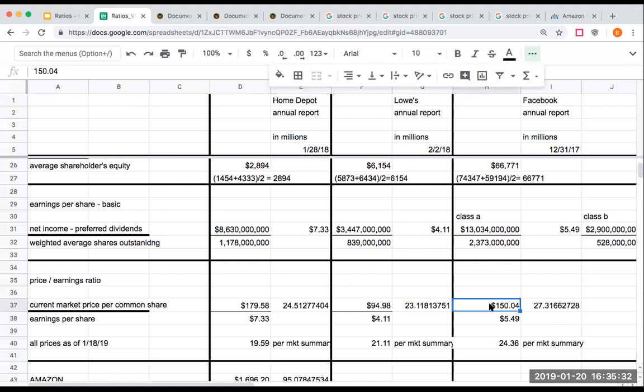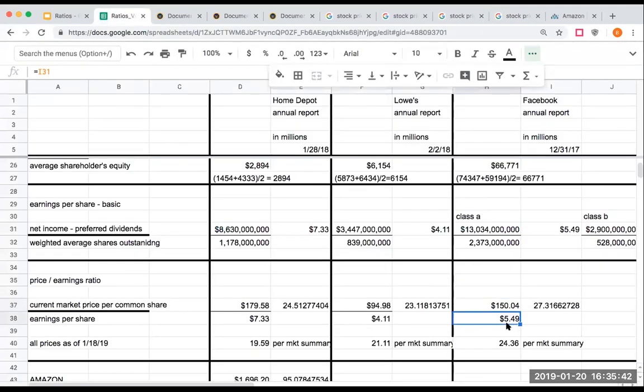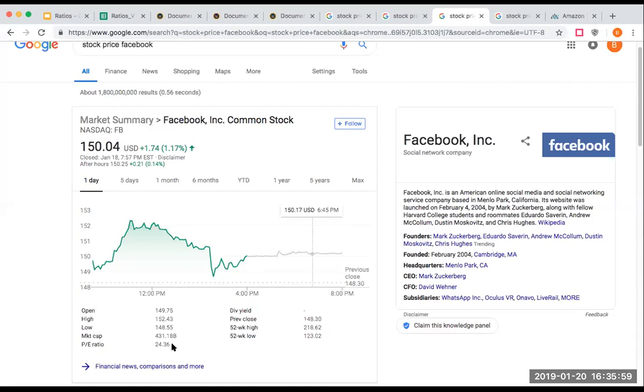The same with Facebook. Facebook's current stock price right here is $150.04. And right there, its earnings per share is $5.49, which we computed up here. So the price per share for Facebook is about $27, the earnings per share is about 27.31. And again, if this is correct, the price earnings ratio is 24.36. Now, just so we know, these tables may not always be exact.